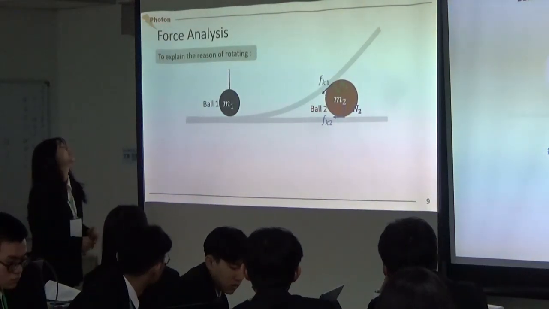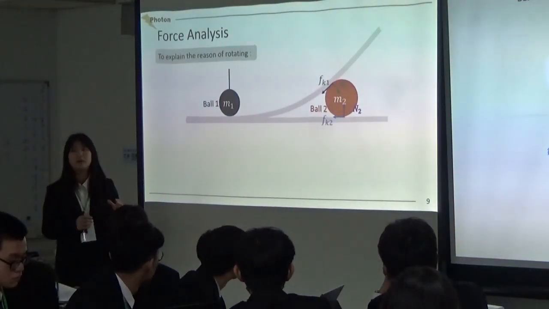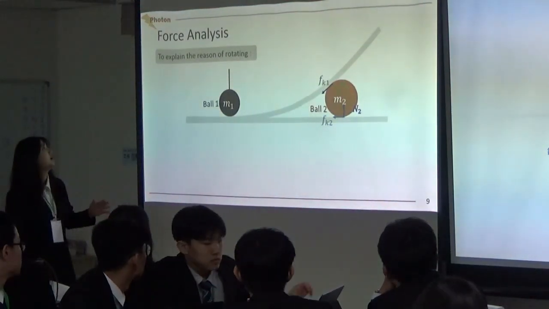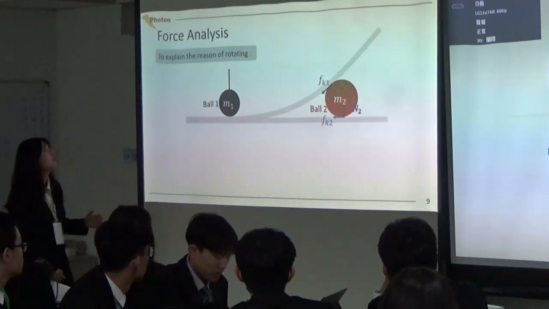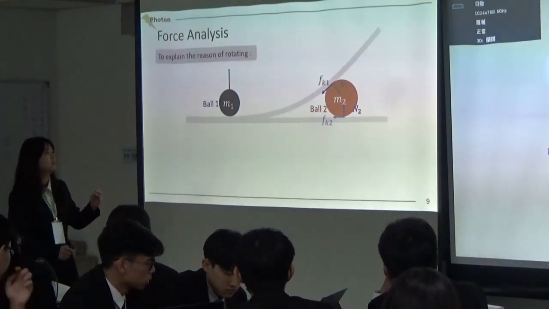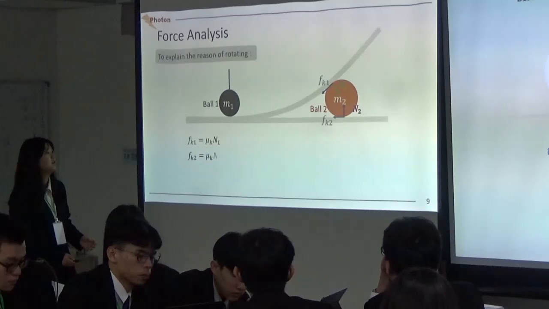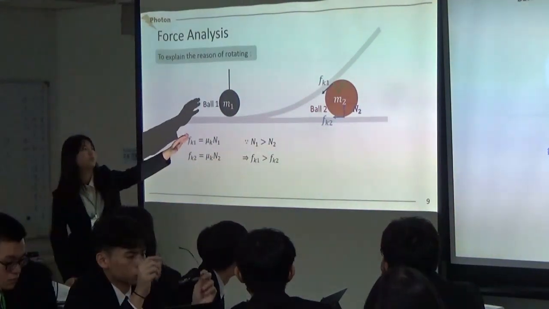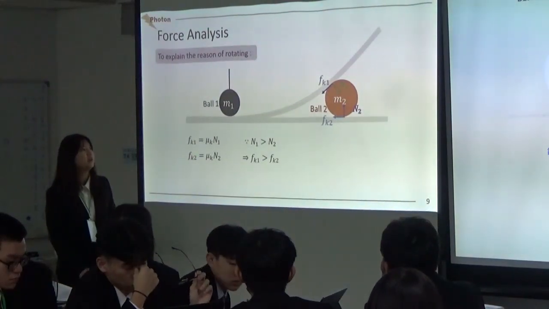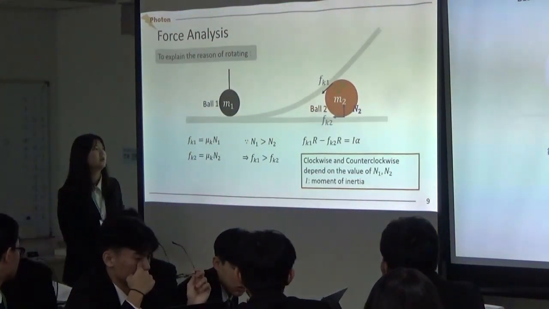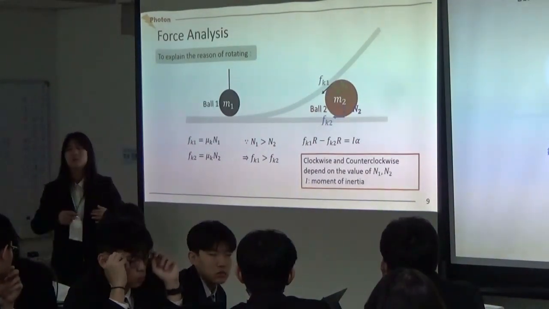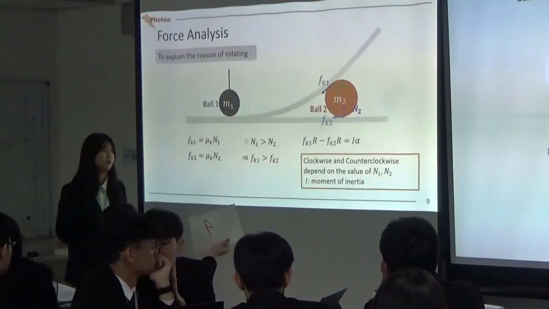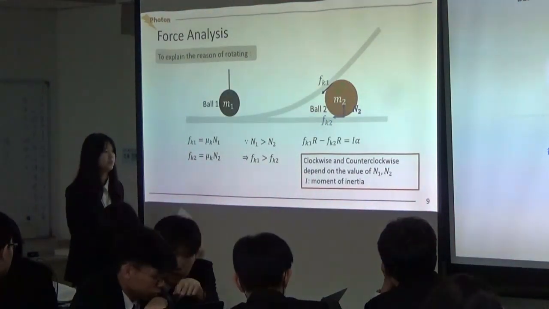About the force analysis, in our experiment, our ping pong ball will also rotate when it is ejected. So we use force analysis to explain why the ball will rotate. It is because when ball one hits the ruler, there will be normal forces from the ruler. And because N1 will be bigger than N2, there will be a torque that makes the ping pong ball rotate. Clockwise or counterclockwise will depend on the values of N1 and N2.